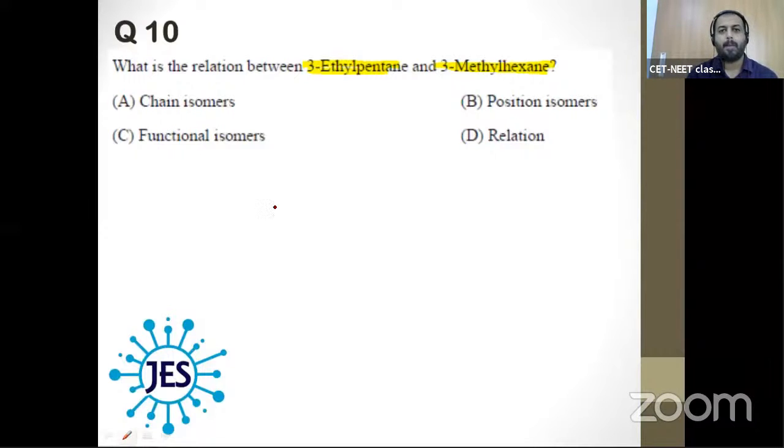Pentane: 1, 2, 3, 4, 5. See, I'm using bond line notation. Time saving. Then third position, 1, 2, 3, has ethyl. This is 3-ethyl pentane. And this is 3-methyl hexane: 1, 2, 3, 4, 5, 6. Third position methyl group. 3-methyl hexane.